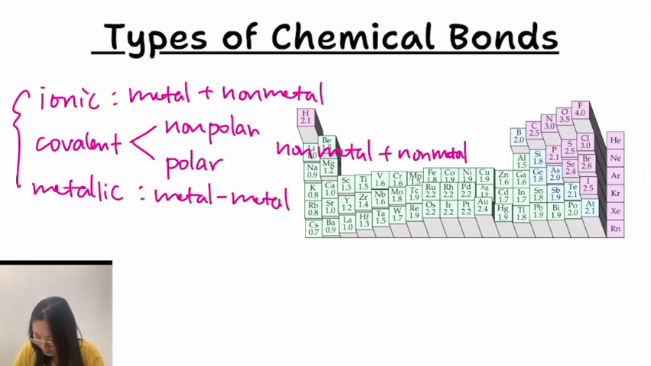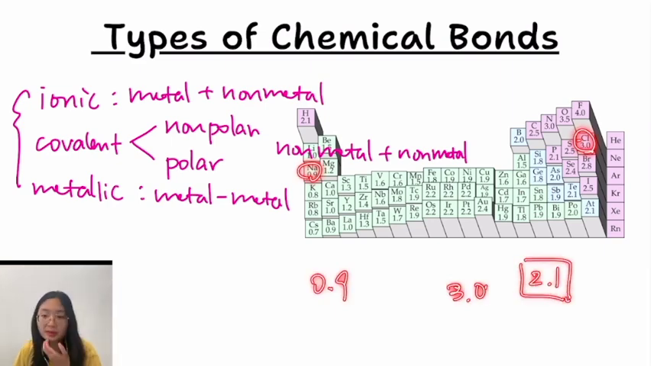So let's say when you combine sodium and chlorine, sodium has a very low electronegativity of 0.9, and chlorine has a pretty big electronegativity of 3.0. The difference is 2.1. So this is one of the factors that determines ionic bonds.